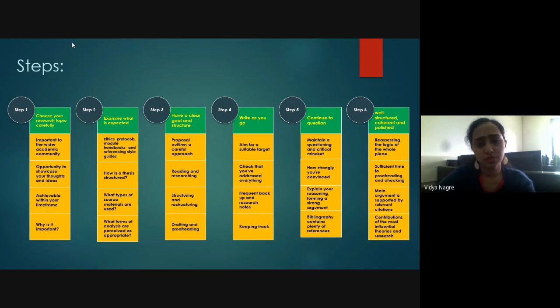Always aim for a suitable target. This writing will definitely help you out. Check that you have addressed everything. So when you finalize your draft of your thesis, open your notebook and just tick which things you have included.